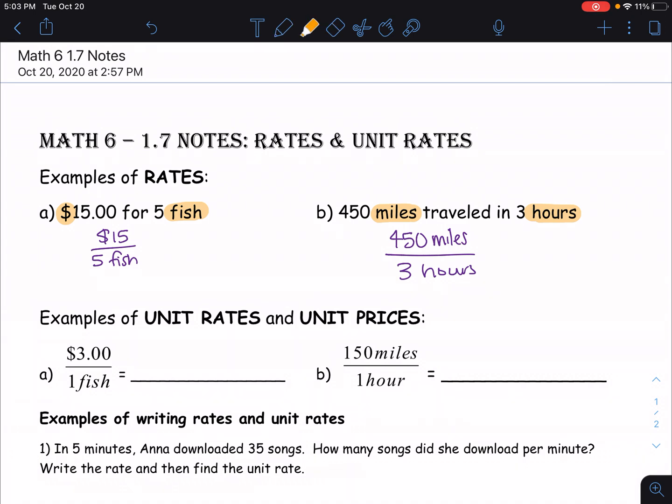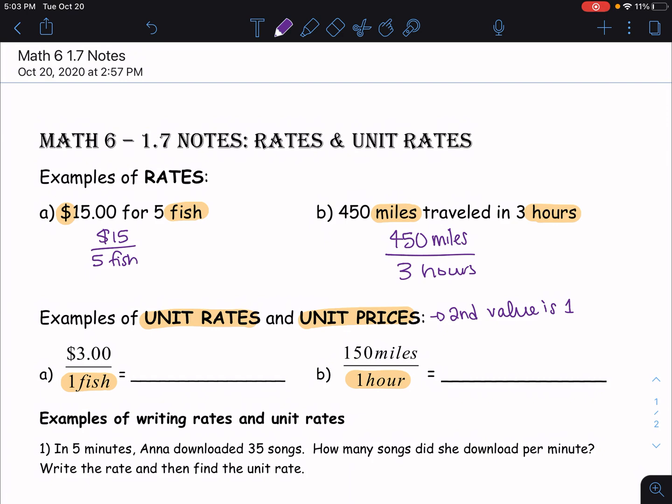For a unit rate or a unit price, we want the second quantity to be 1. So here the second value is a 1. If I look at the bottom of each of these fractions, it says 1 fish and 1 hour. So we've taken these rates, this $15 for 5 fish, and I have figured out the cost for each fish. They were traveling 450 miles in 3 hours. How far did they travel in 1 hour?